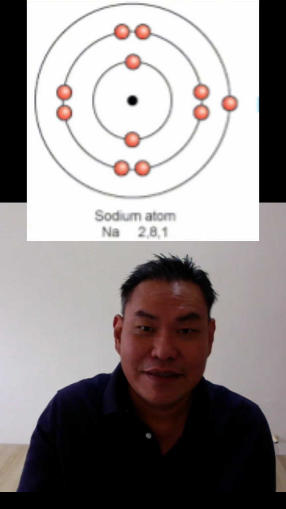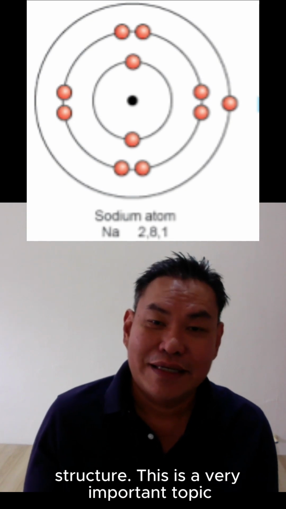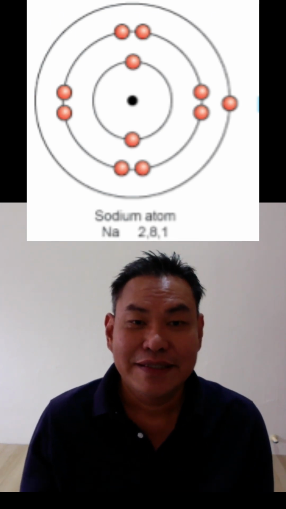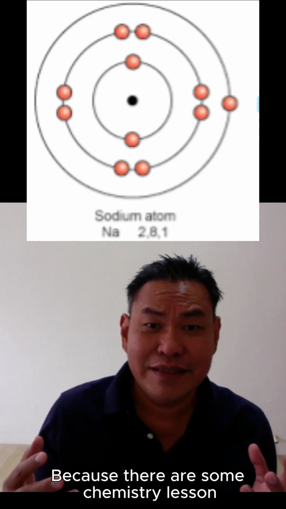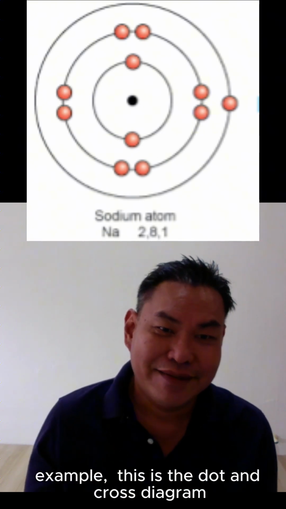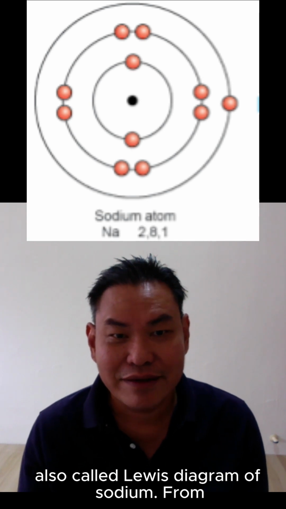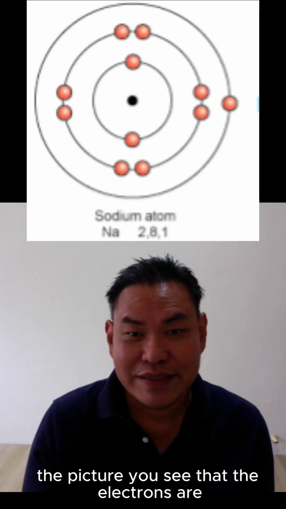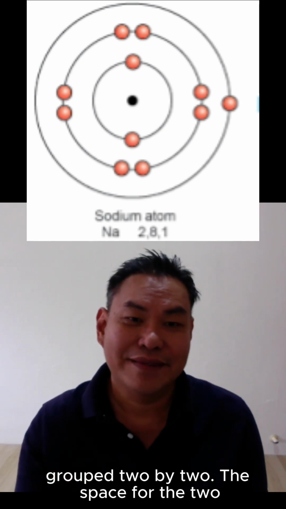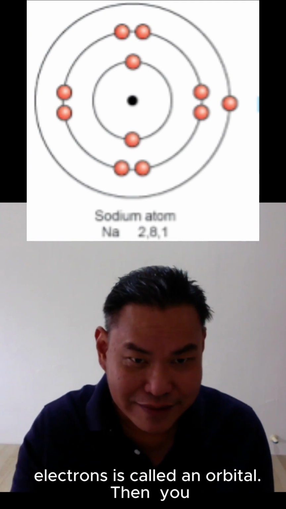We are going to cover a chapter in chemistry called the atomic structure. This is a very important topic for you to understand other topics in chemistry, because there are some chemistry lessons that you learn from your secondary school that you need to revise a little bit. For example, this is the dot and cross diagram, also called the Lewis diagram for sodium. From the picture, you see that the electrons are grouped 2 by 2 on the second shell there. The space for the 2 electrons is called an orbital.